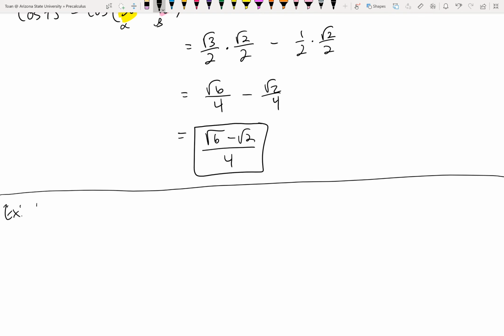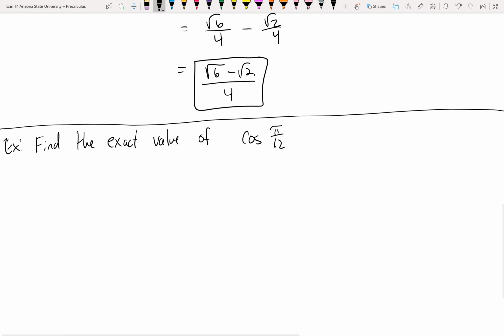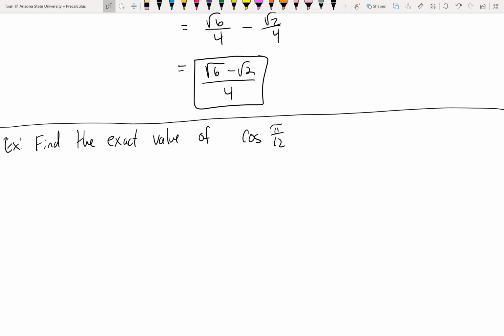So if I ask you to do the same thing, find the exact value of, let's stick with cosine, say pi 12ths. You run through the same logic, right? So you ask yourself, what are the special angles? The special angles are pi thirds, pi fourths, pi sixths.